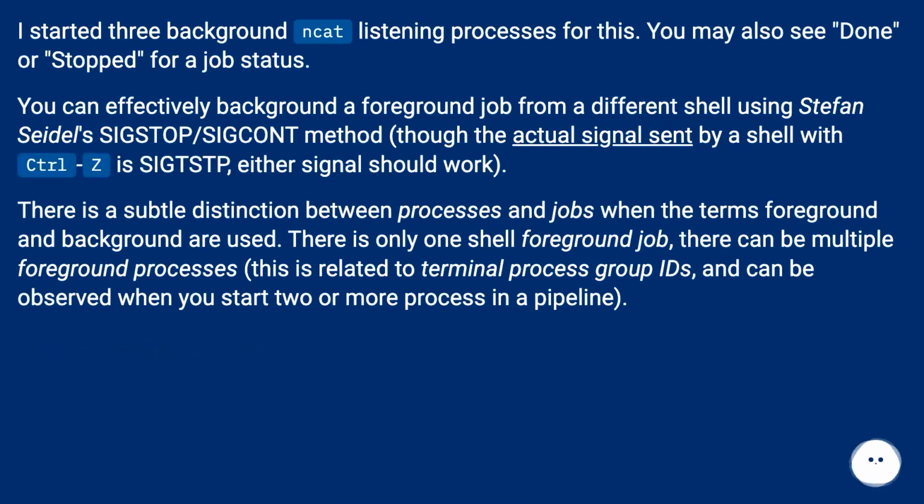You can effectively background a foreground job from a different shell using Stefan Seidel's SIGSTOP then SIGCONT method, though the actual signal sent by a shell with Ctrl-Z is SIGTSTP, the signal should work. There is a subtle distinction between processes and jobs when the terms foreground and background are used. There is only one shell foreground job. There can be multiple foreground processes, but this is related to terminal process group IDs, and can be observed when you start 2 or more processes in a pipeline.